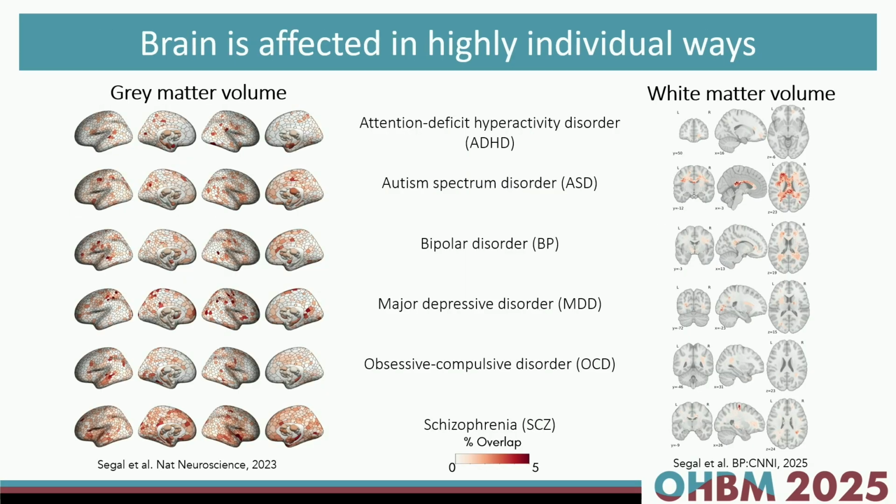During my PhD, I was fortunate enough to work on normative modeling, extending this approach across a range of different psychiatric disorders, both in gray matter volume and white matter volume. And the takeaway again is that it doesn't matter which disorder we looked at, it was really hard to find overlap or consistency across individuals with the same diagnosis, with the overlap never exceeding 5% across any of the disorders.